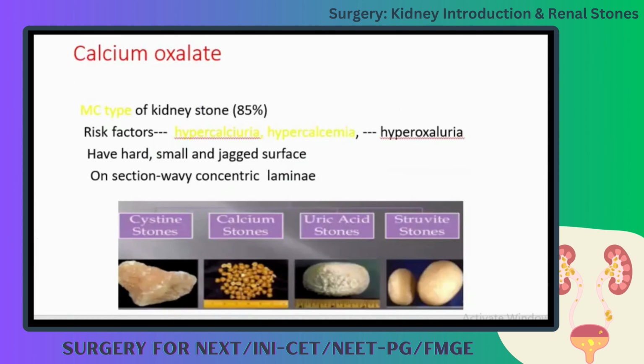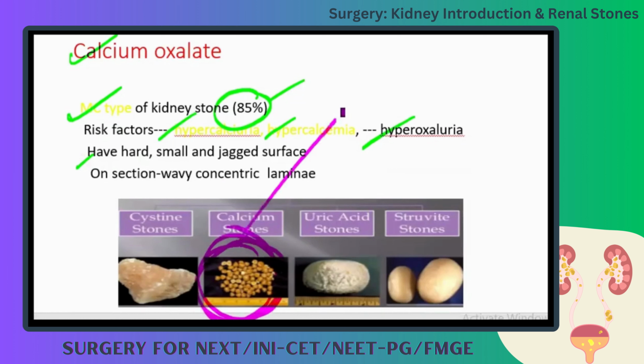So these are the various types of stones we have discussed. Any other point we have left, we'll discuss now. Calcium oxalate, most common type of kidney stone, 85%. Risk factors are hypercalciuria, hypercalcemia, hyperoxaluria. Whenever the calcium is increased, whenever the oxalate is increased, stones will form. See here, this is the calcium oxalate. If the stone is like this, they have a hard, jagged surface.